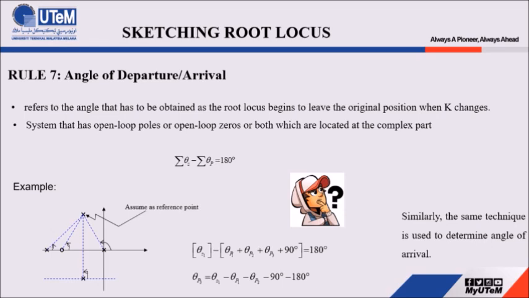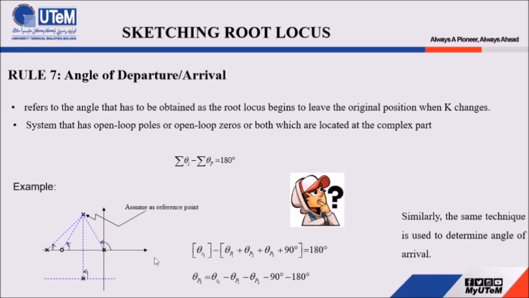Okay, for a feedback system, this rule refers to the angle that has to be obtained as the root locus begins to leave the original position when k changes. This angle is known as the angle of departure. Meanwhile, for a system that has zeros at the complex path, the angle obtained is known as the angle of arrival. So the angle of arrival is the angle whereby the root locus starts closing to the zero.